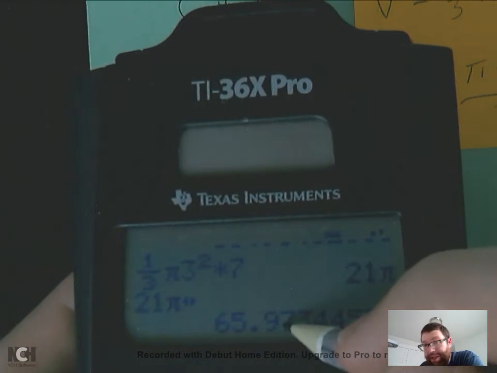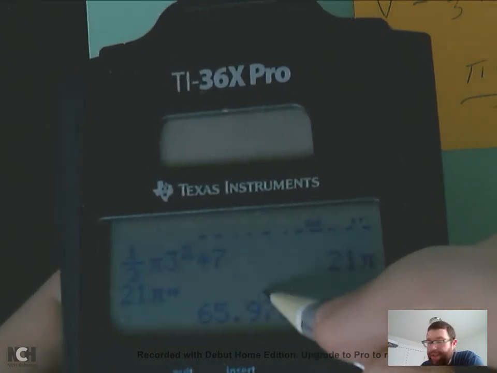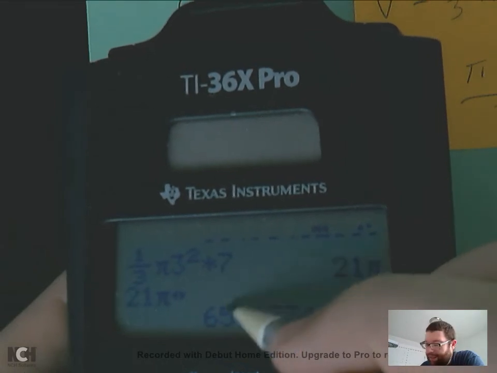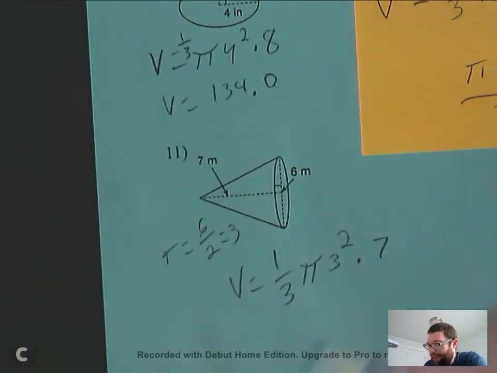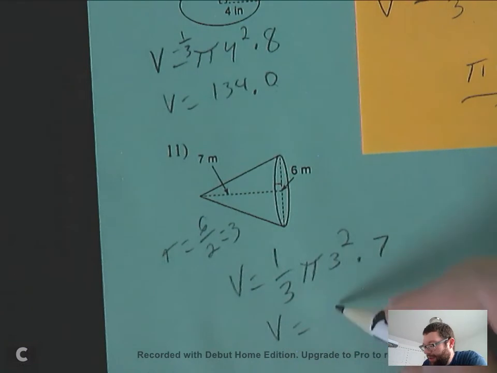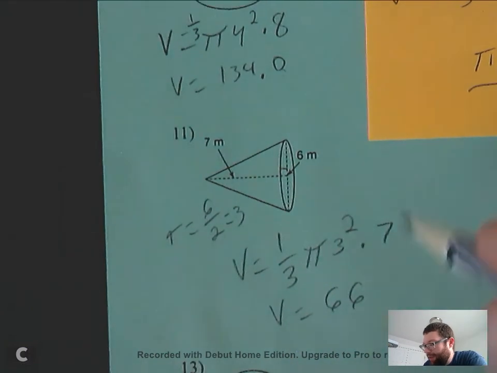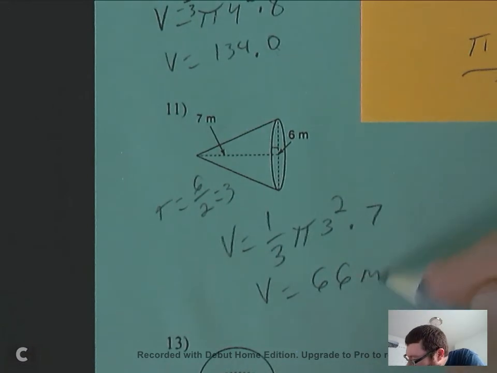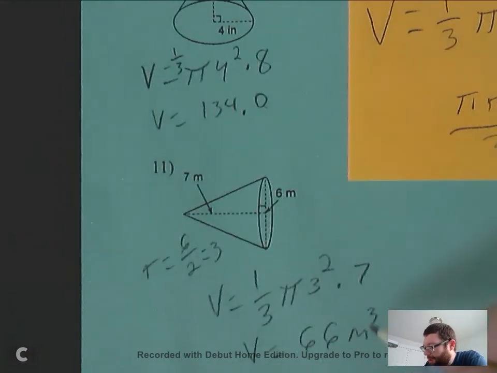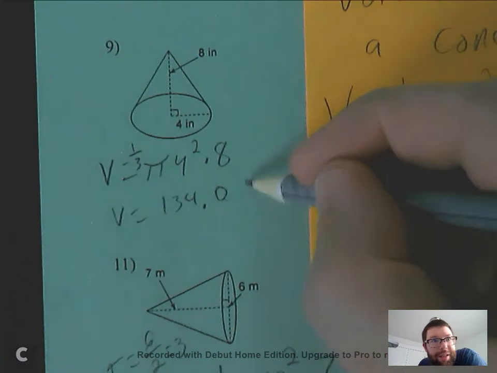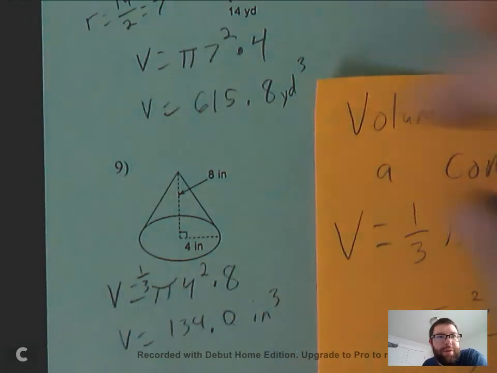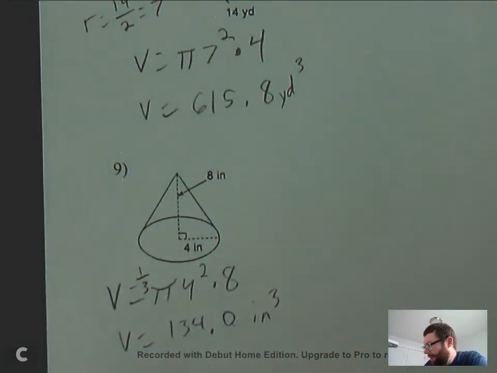So 7 is bigger than 5, right? So that's going to round 9 up 1. Well, that makes it a 10, right? So it's going to round up 1, and it's going to become 66. And I just realized I have been forgetting to write my measurements down. These are all measurements cubed, right? This was meters cubed, this was inches cubed, and this was yards cubed. Okay.